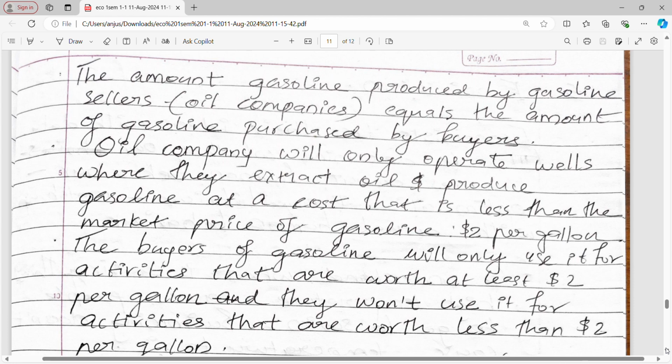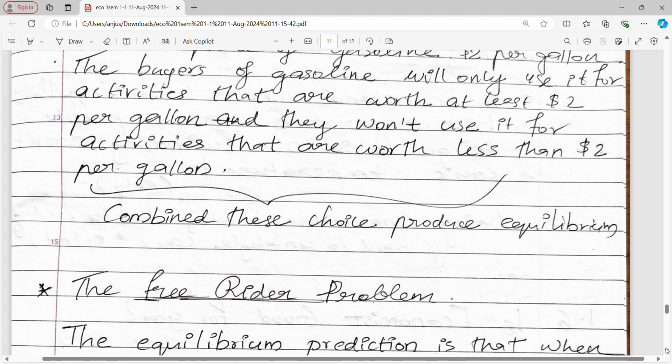Oil companies will only operate wells where they extract oil and produce gasoline at a cost that is less than the market price of gasoline, $2 per gallon. The buyers of gasoline will only use it for activities that are worth at least $2 per gallon, and they won't use it for activities that are worth less than $2 per gallon. All these three statements combined, these choices produce equilibrium.